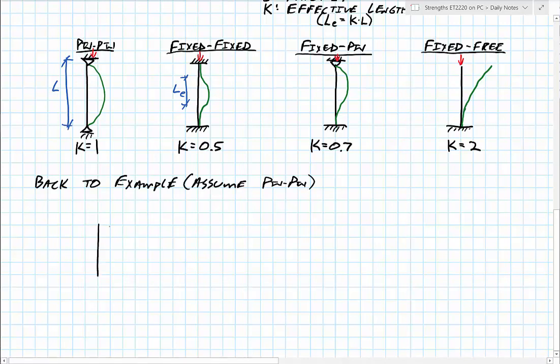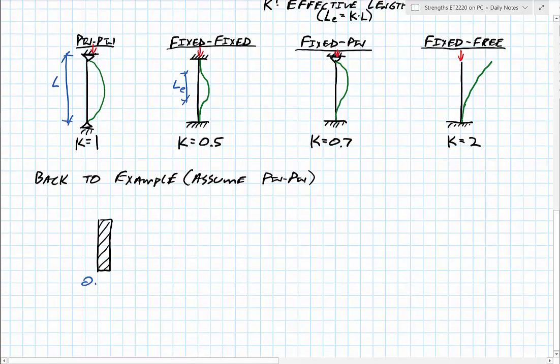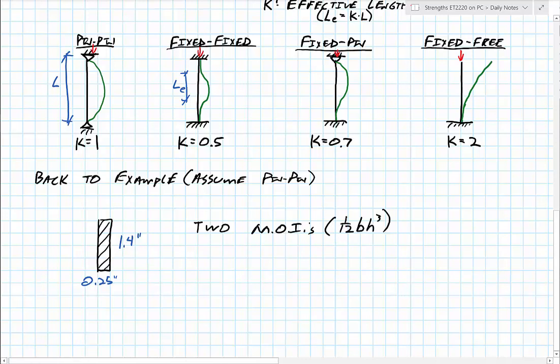And we're going to say it's pinned in this case, so we know our k value is equal to 1. We said earlier our cross-section looks like this, where we have 0.25 inches on the base, or on that lower side, and 1.4 inches on the other side. The reason I was careful about saying base is because technically we have two moments of inertia for this cross-section. Remember, the moment of inertia is 1/12 bh cubed, but that base is relative to which direction we're talking about. Who says we can't just turn our meter stick 90 degrees sideways?